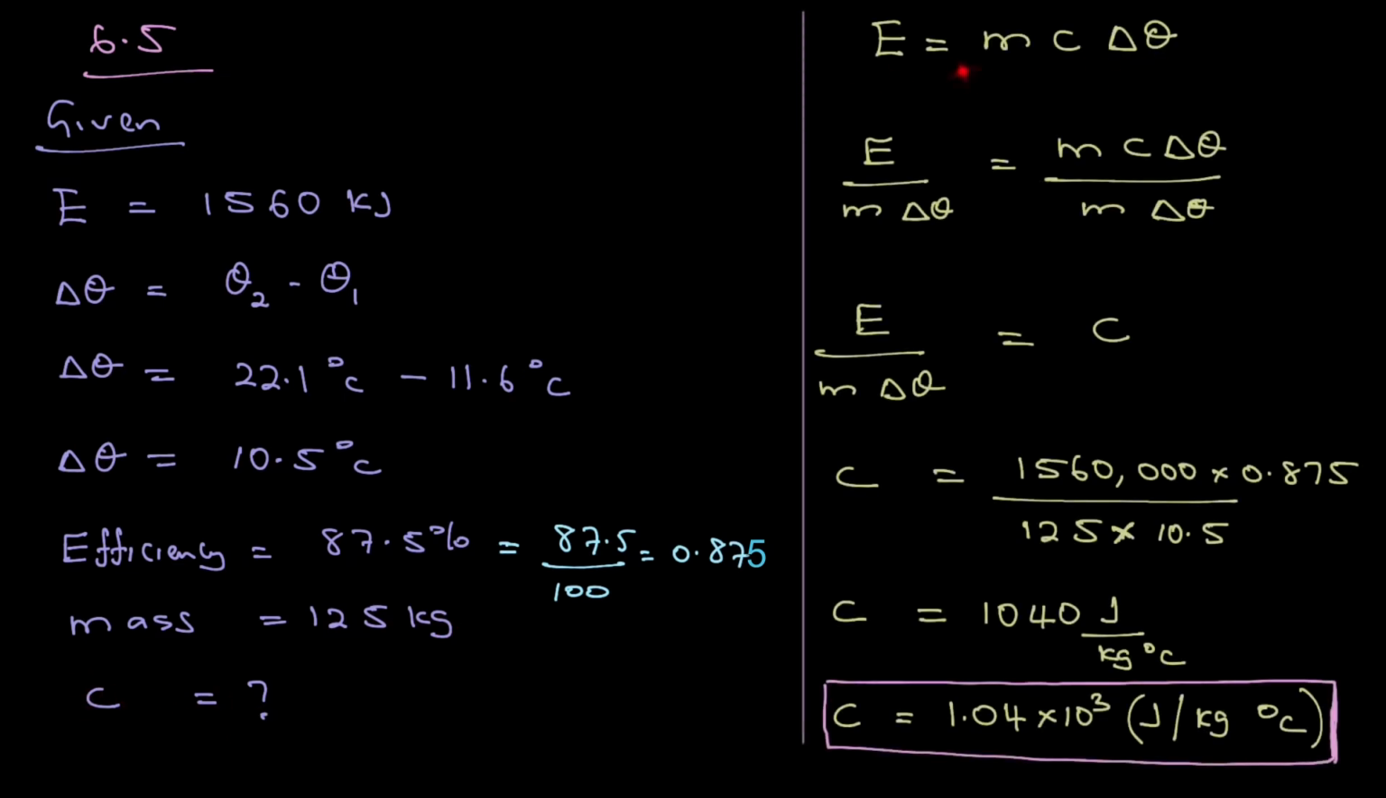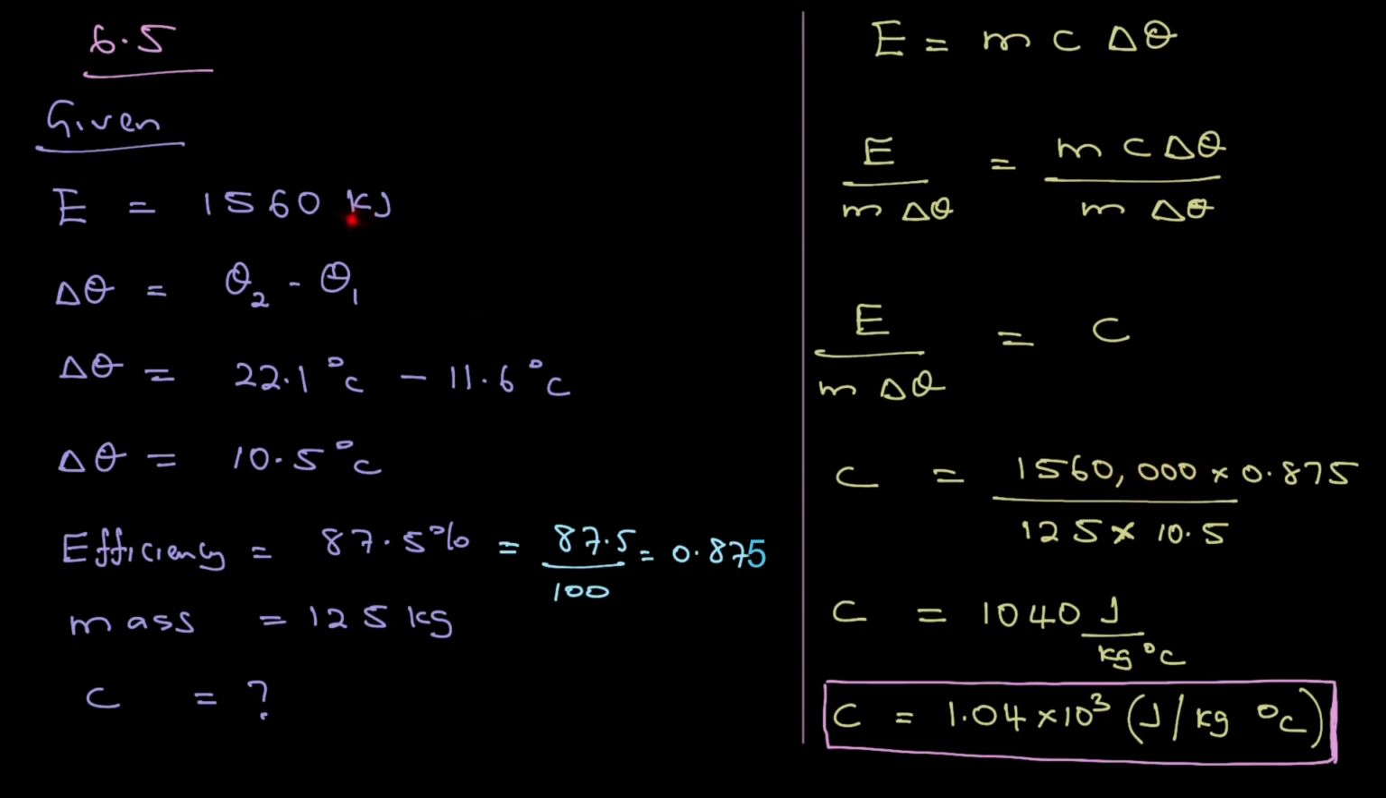So we know the formula for specific heat capacity. Energy equals m c delta theta, and we rearrange to find C. So what we did was divide both sides by m delta theta. So m cancels m, delta theta cancels delta theta, and therefore C equals E over m delta theta. So we make C the subject here. That's what we're looking for. And we just plug in the values.